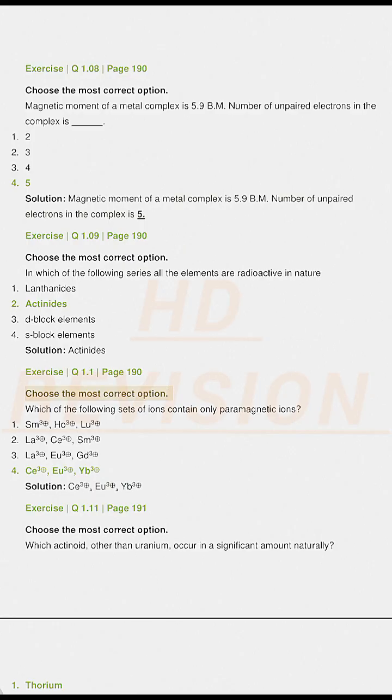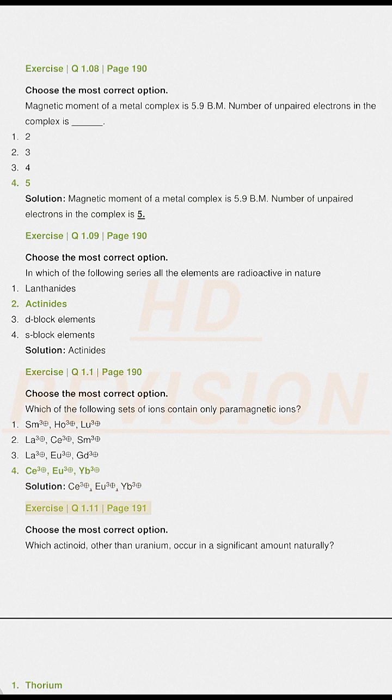Exercise Q 1.10, page 190. Choose the most correct option. Which of the following sets of ions contain only paramagnetic ions? 1. Sm3+, Ho3+, Lu3+. 2. La3+, Ce3+, Sm3+. 3. La3+, Eu3+, Gd3+. 4. Ce3+, Eu3+, Yb3+. Solution. Ce3+, Eu3+, Yb3+.